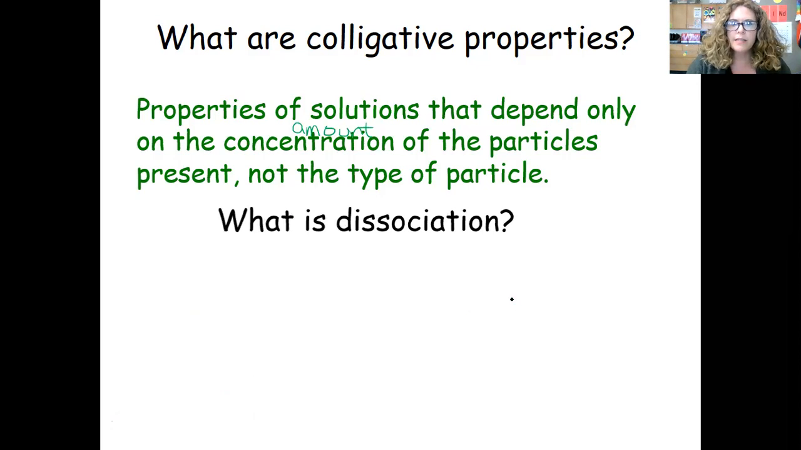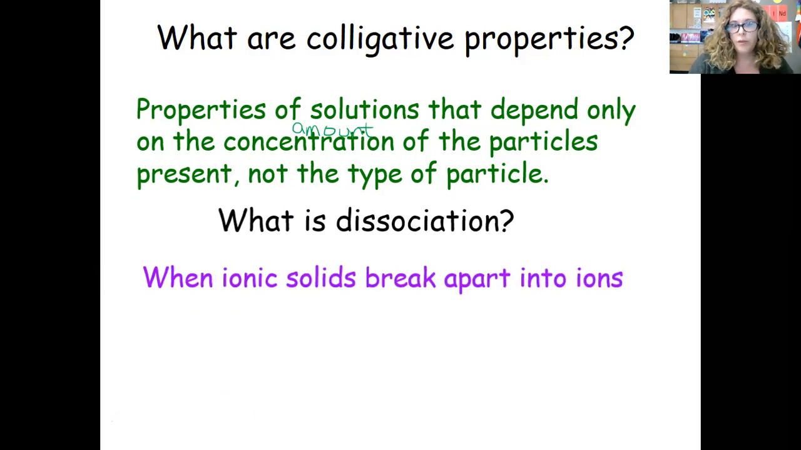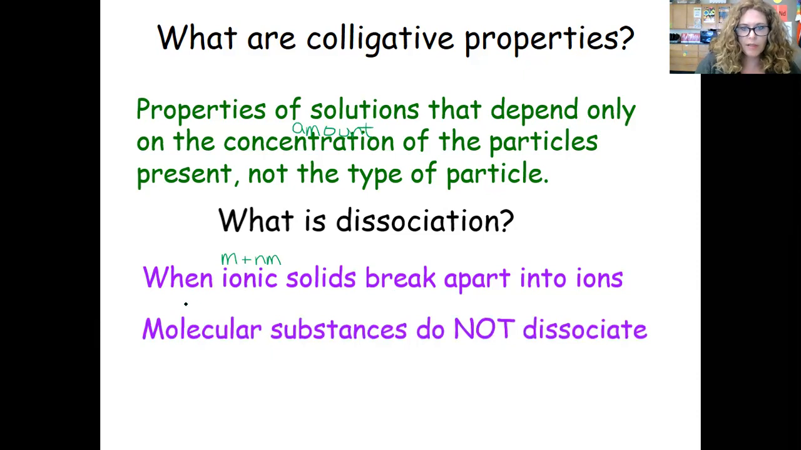Okay, so what is dissociation? It means to separate from each other. If I'm disassociating from an organization, it means I'm separating from that organization. So when ionic solids, remember ionic is a metal plus a non-metal, or when you have a polyatomic ion present, break apart into ions, that is dissociation. Molecular substances, which are called covalent substances, where we only have nonmetals, do not dissociate.